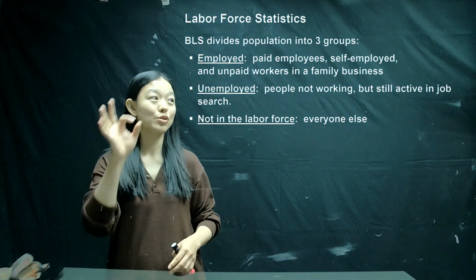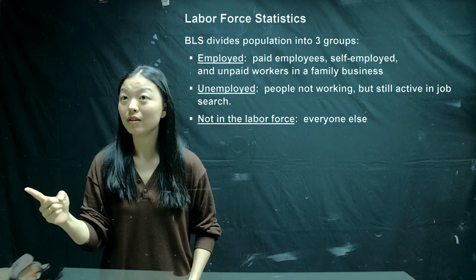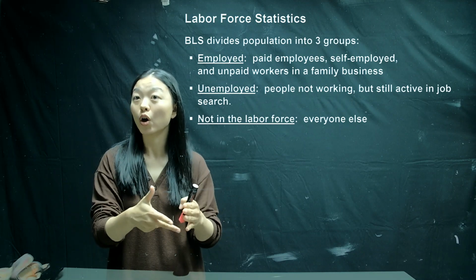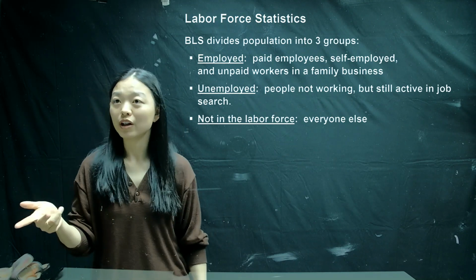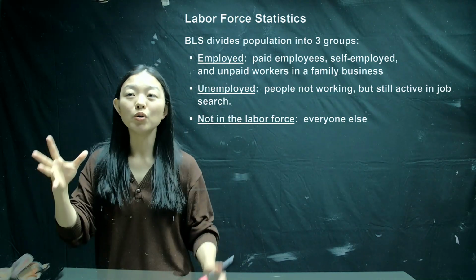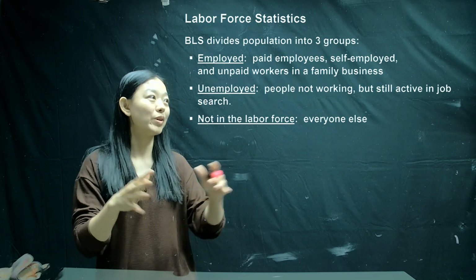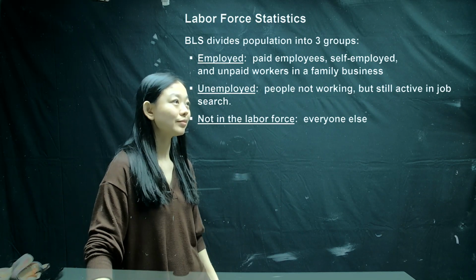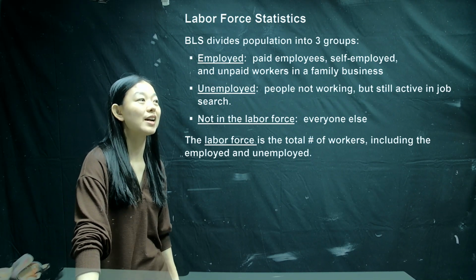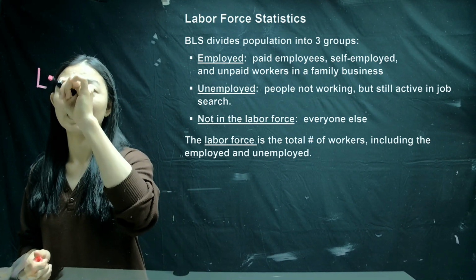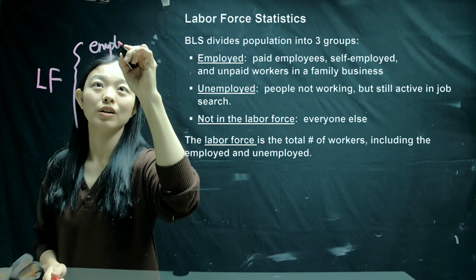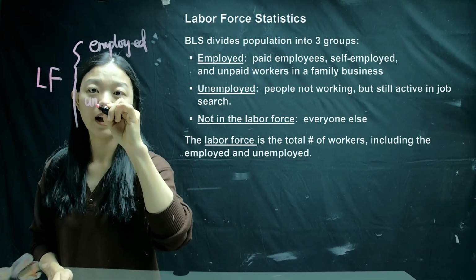So pay attention to these three categories. The first category, employed: paid employees, the self-employed, or unpaid workers in your family business. Unemployed should be the people who currently have no job but are still active in job search. People not in the labor force are anyone else. The labor force is the total of workers, including the employed and the unemployed. So the labor force includes two parts, employed and unemployed.